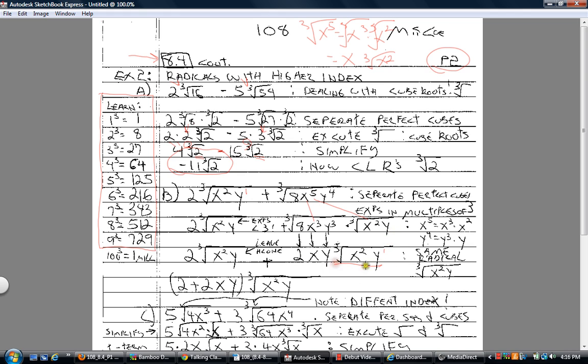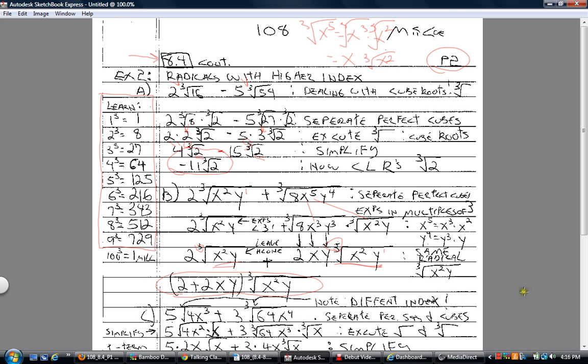Then you turn around and you look and you say, do I have like radicals? And the answer is yes. Same index, you've got a 3 and a 3. Same radicand, x squared y in both of them. Therefore, add the coefficients, 2 plus 2xy. Add them up, multiplied by the radical, and there's your answer.